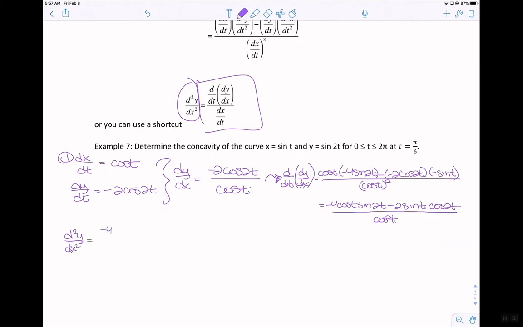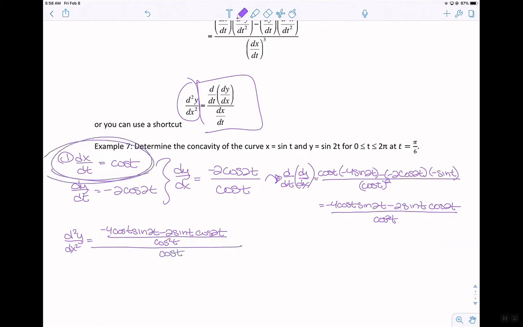So I'm plugging in negative 4 cosine of t sine of 2t minus 2 sine of t cosine of 2t, divided by cosine squared of t. All of this is being divided by cosine of t, which is my dx dt here. So the first step was to find that. The second step is to take the derivative of dy dx. The third step is now to write it like this.